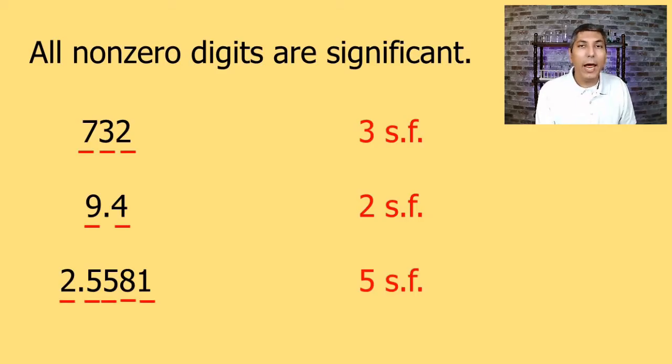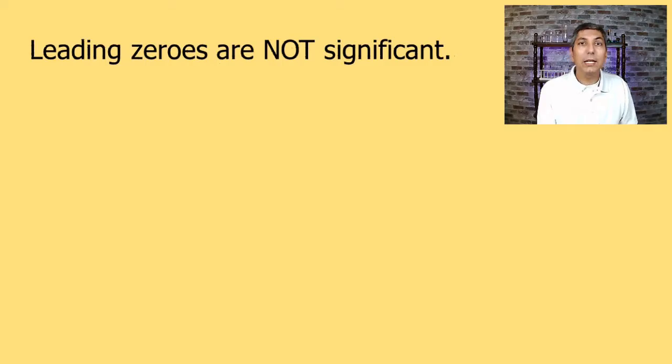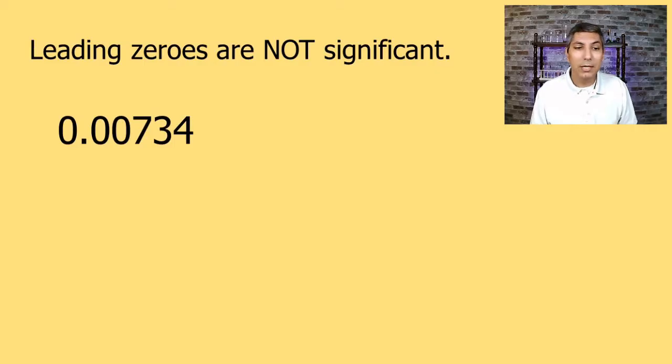Now, another rule has to do with zeros. Leading zeros are not significant. Now, when I say leading zeros, I'm specifically talking about the zeros that appear at the beginning of a number. So, for example, if we have this number, 0.00734, we know that the 7, the 3, and the 4 are significant based upon what we just said earlier, but those leading zeros at the beginning of the number are not significant. So this value has three significant figures.